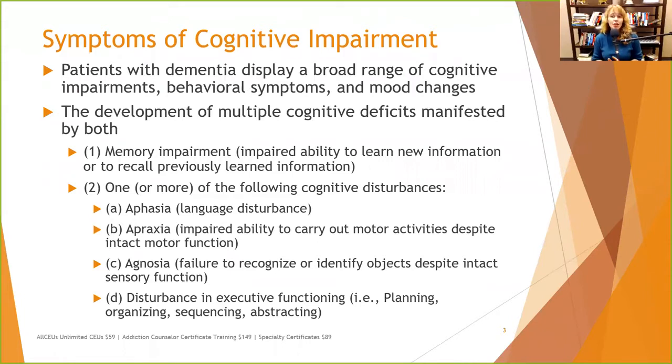One or more of the following cognitive disturbances also has to be present if we're going to be diagnosing dementia. Aphasia, or a language disturbance. Apraxia, inability to carry out motor activities despite intact motor function, like brushing your teeth or catching a ball, as well as they could catch a ball.